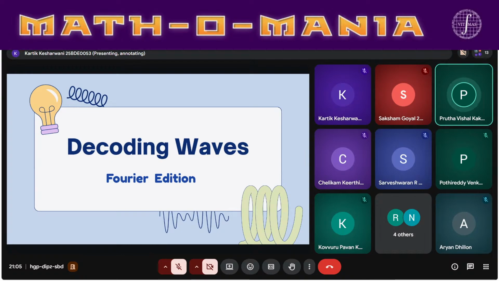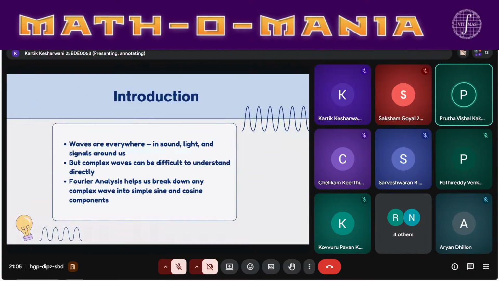Today, we're going to take you through an interesting and important topic in signal processing. Our goal today is not just to explain the theory, but to help you build an intuitive understanding of how this concept is applied in real world scenarios.